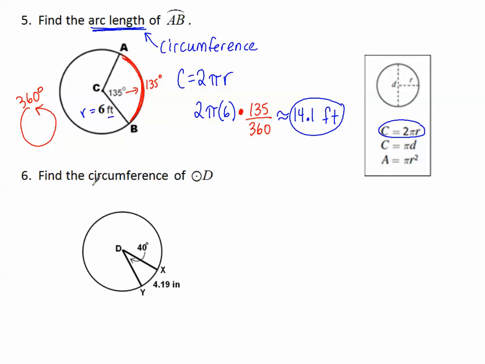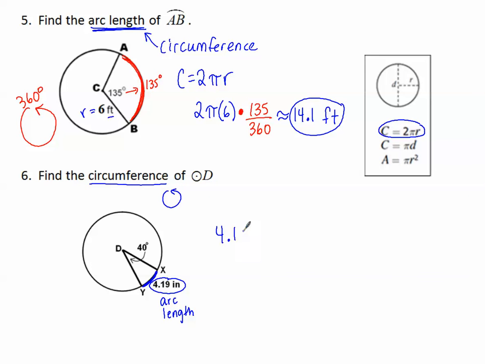Number 6, find the circumference of circle D. What did they give us this time? 4.19 inches. They put it on the outside of the circle, which means it's just for this length. This is the arc length, 4.19 inches. So this is part of their circumference. But like that area problem earlier in number 4, we're already given the arc length. We don't need to find it, we just now need to find the entire way around the circle.